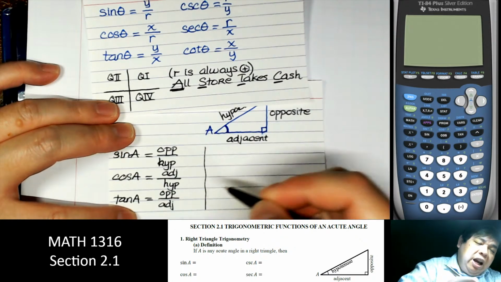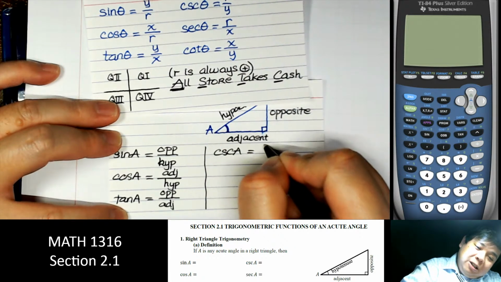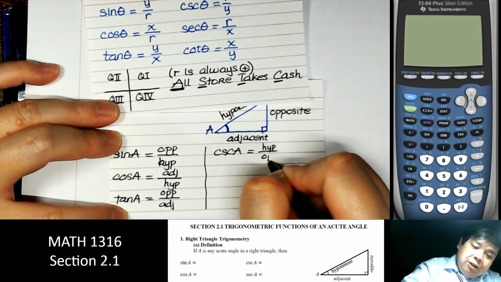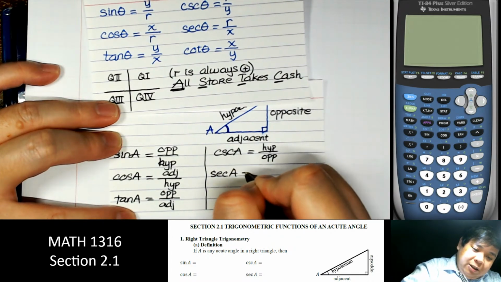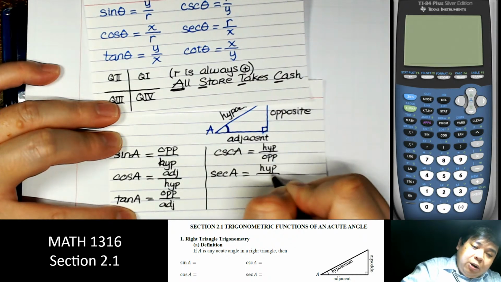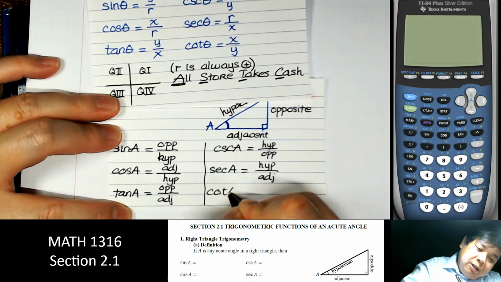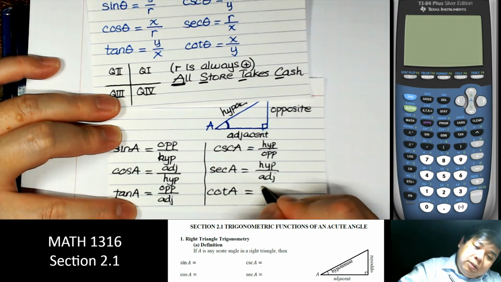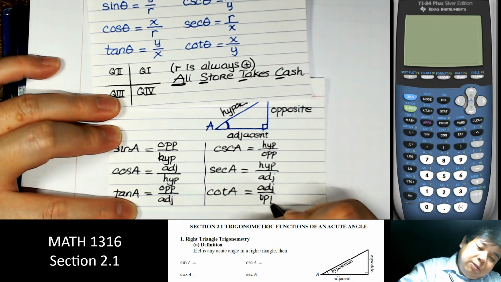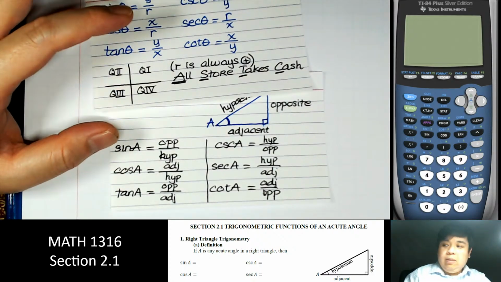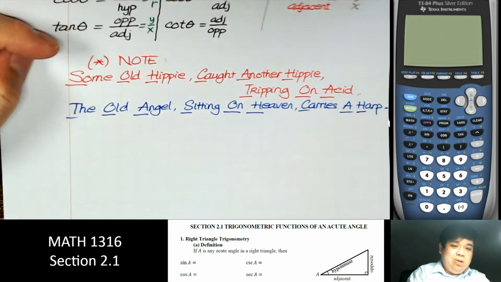And then cosecant, secant and cotangent are reciprocal. Cosecant is hypotenuse over opposite, secant is hypotenuse over adjacent, and cotangent is adjacent over opposite. And we have two mnemonics to go with it.